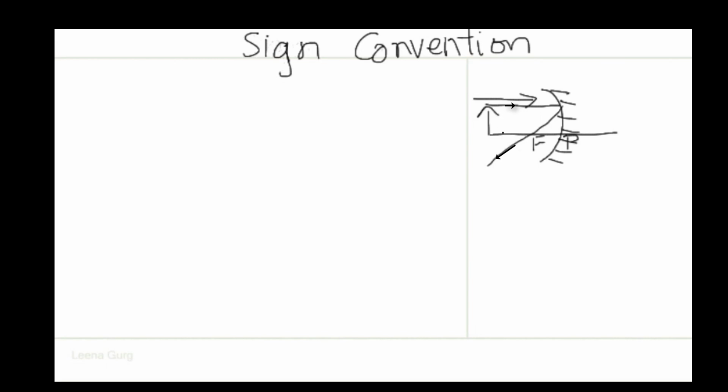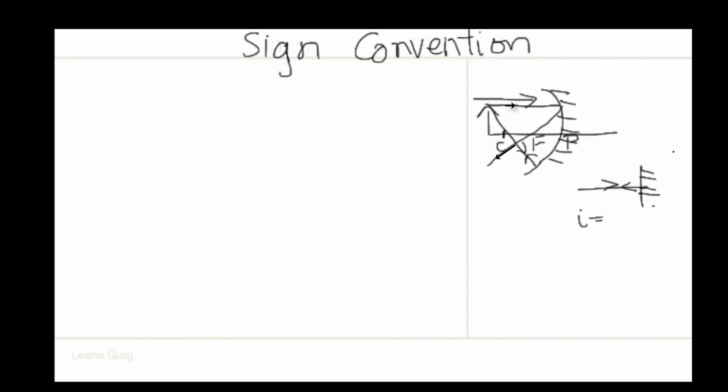And if you have another ray which is through the center of curvature, I have placed this object beyond C, then the ray is incident on the mirror and it reflects back. Now why does it reflect back? It is a case of normal incidence. If a ray strikes a mirror normally, perpendicularly, then it goes back because the angle of incidence is zero, so the angle of reflection is also zero.